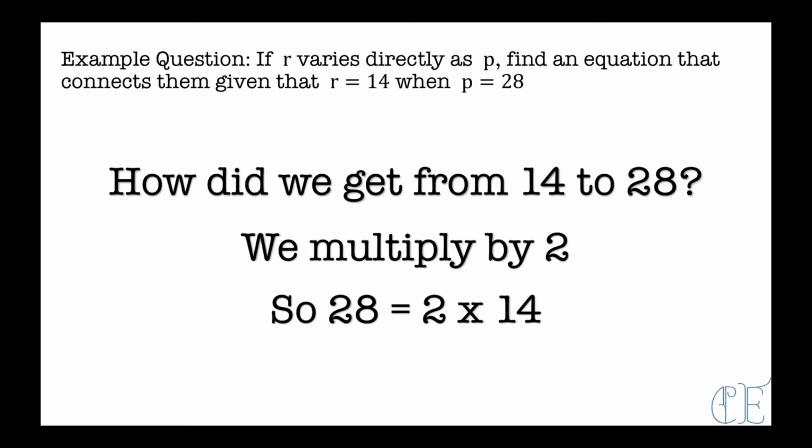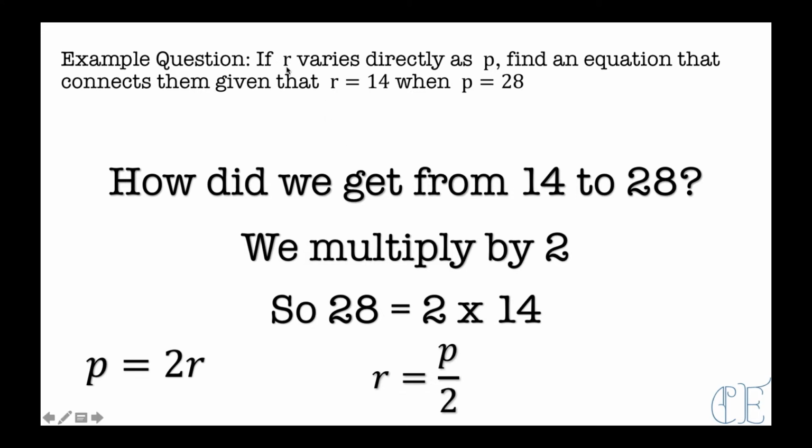28 is our p value. 14 is our r value. So our equation can either be p equals 2r or r equals p over 2. The reason we can say this is because p is 28, and 2 times 14 is 28. Or, if we wanted to, we could move this 2 down here by dividing, which is what I've done here, to give us r on its own. So we can just rearrange the equation to get the right values in the right places.